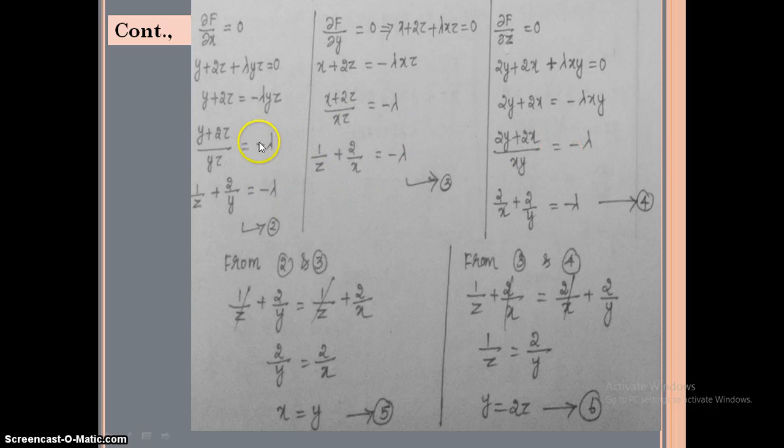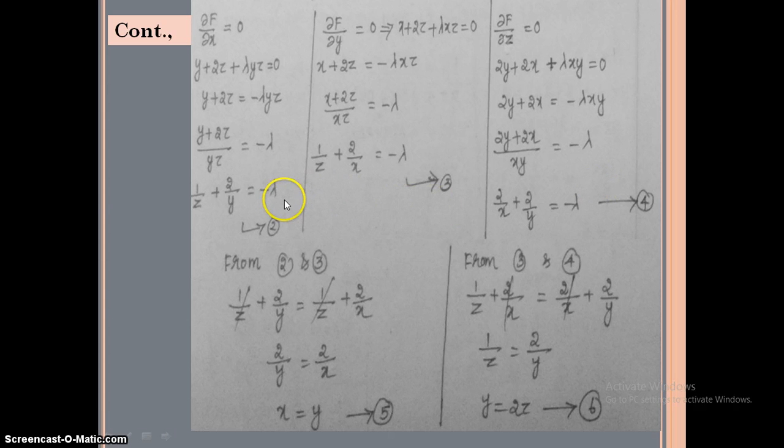First I can divide by y here, which gives 1 by z, plus cancelling z we get 2 by y equal to minus lambda. Then cancelling x we get 1 by z, plus cancelling z we get 2 by x equal to minus lambda. For this case cancelling y we get 2 by x, plus cancelling x we get 2 by y equal to minus lambda. So equation number 2, equation number 3, equation number 4. So we can find one by one.